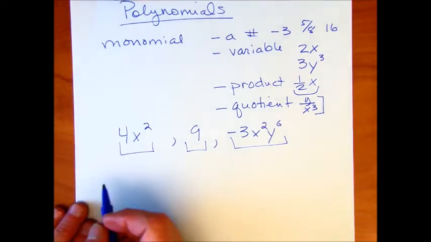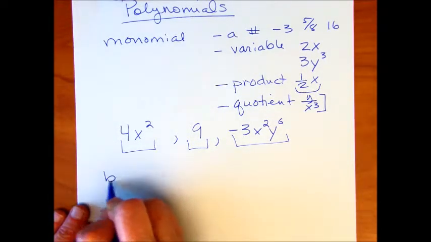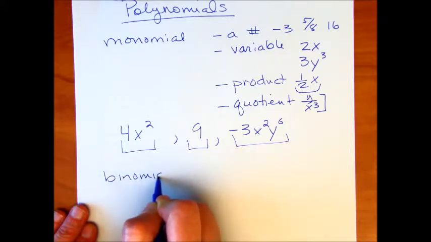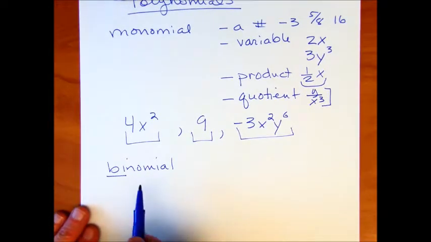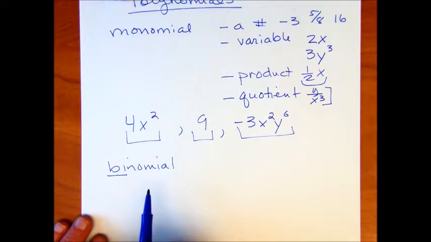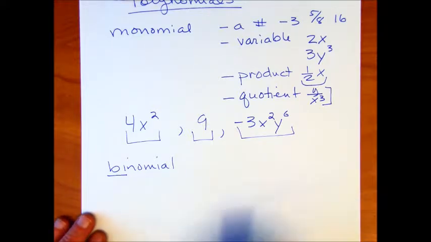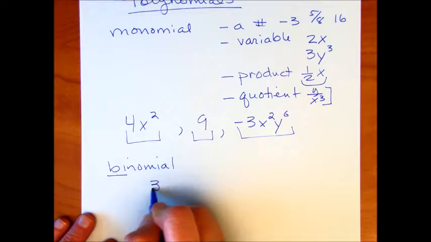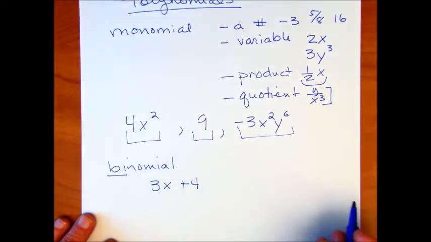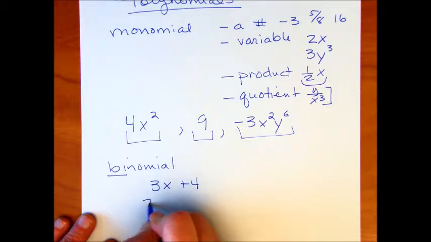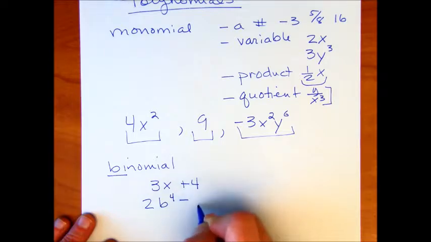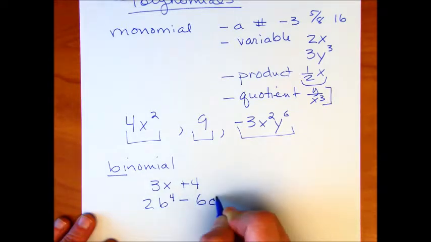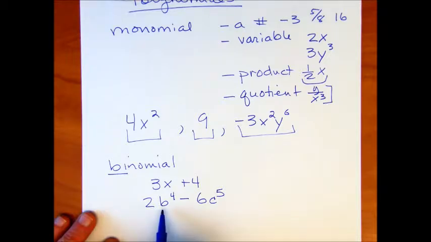Now, the other kind that we're going to look at is called the binomial. If you think of bi, that means 2. So that means there's going to be 2 terms within our expression. Some examples might include something like 3x plus 4, or say 2b to the 4th power minus 6c to the 5th power. Notice I'm using other variables other than x, y, or z.